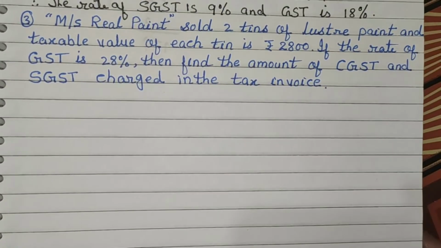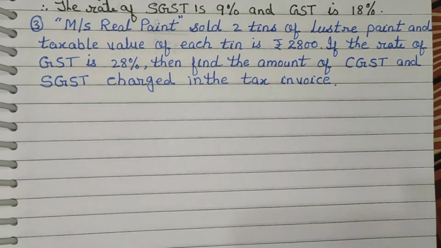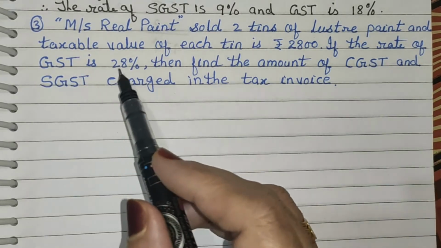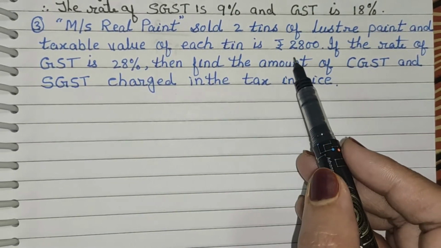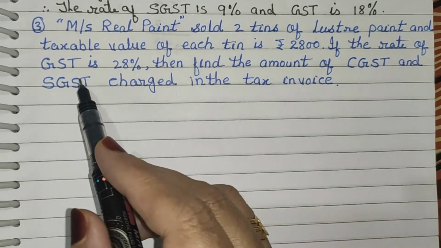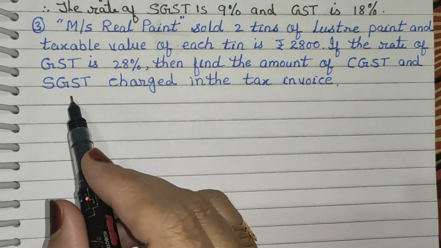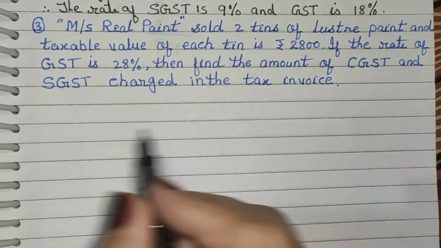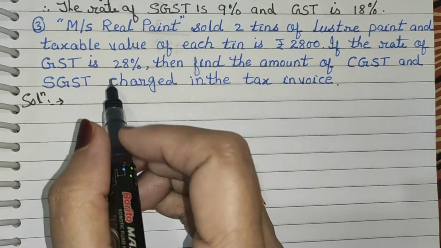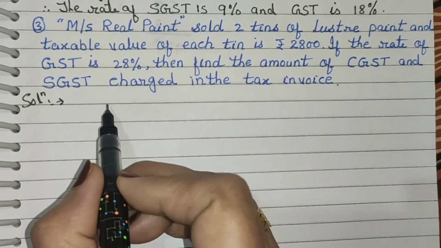Now the next question is: Mrs. Real Paint sold 2 tins of luster paint and the taxable value of each tin is rupees 2,800. If the rate of GST is 28%, then find the amount of CGST and SGST charged in the tax invoice. Now, what is given here? Rate of 1 tin of luster paint.